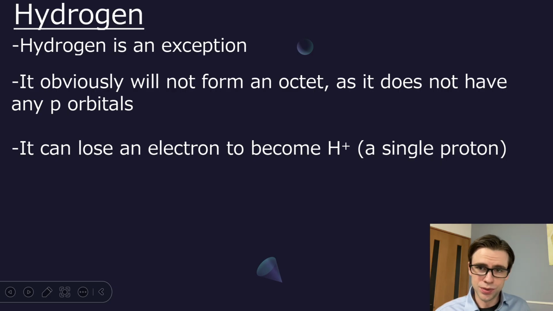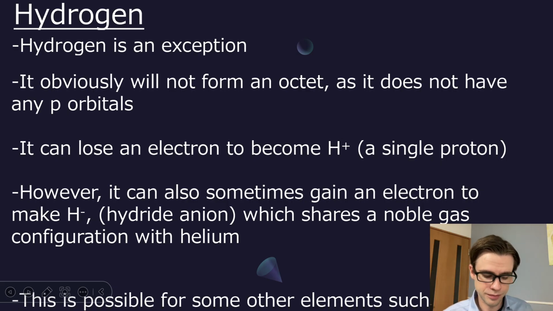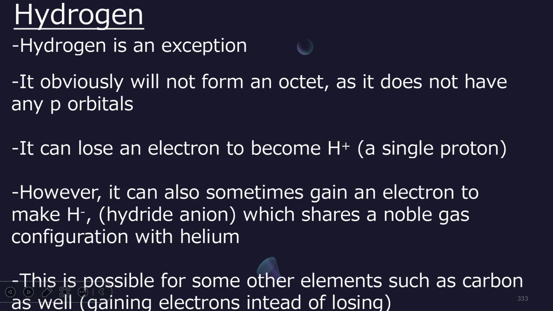So hydrogen can lose an electron to become H+, which is just a single proton. However, it can sometimes gain an electron to make H-. The stability of that hydride anion is also fairly good, and it shares a noble gas configuration with helium. So you'll see both of these. I think H+ is quite a bit more common, but hydrides definitely also exist. They're useful reagents to do chemical transformations as well. And this is possible for some other elements, as I mentioned. For example, carbon can go plus or minus, gain or lose electrons to reach its octet.